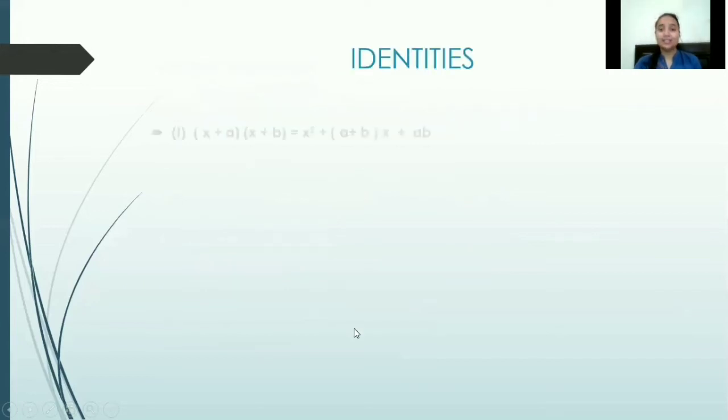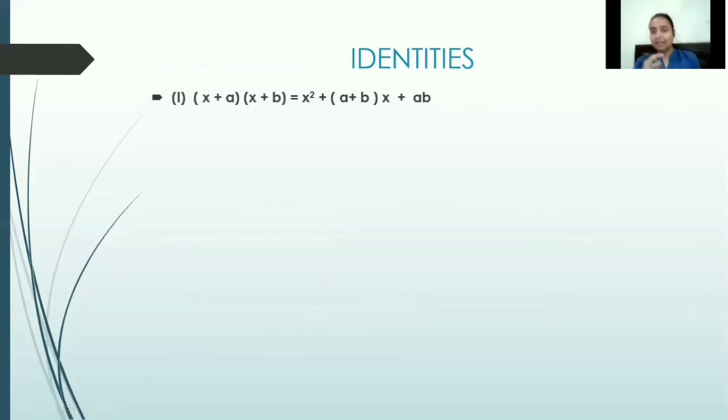And identity is very interesting. Why do we study identities? It helps us to find the product or to solve the problem, and it really simplifies the calculation. So you should learn at least 10 of these identities that I'm going to explain here.